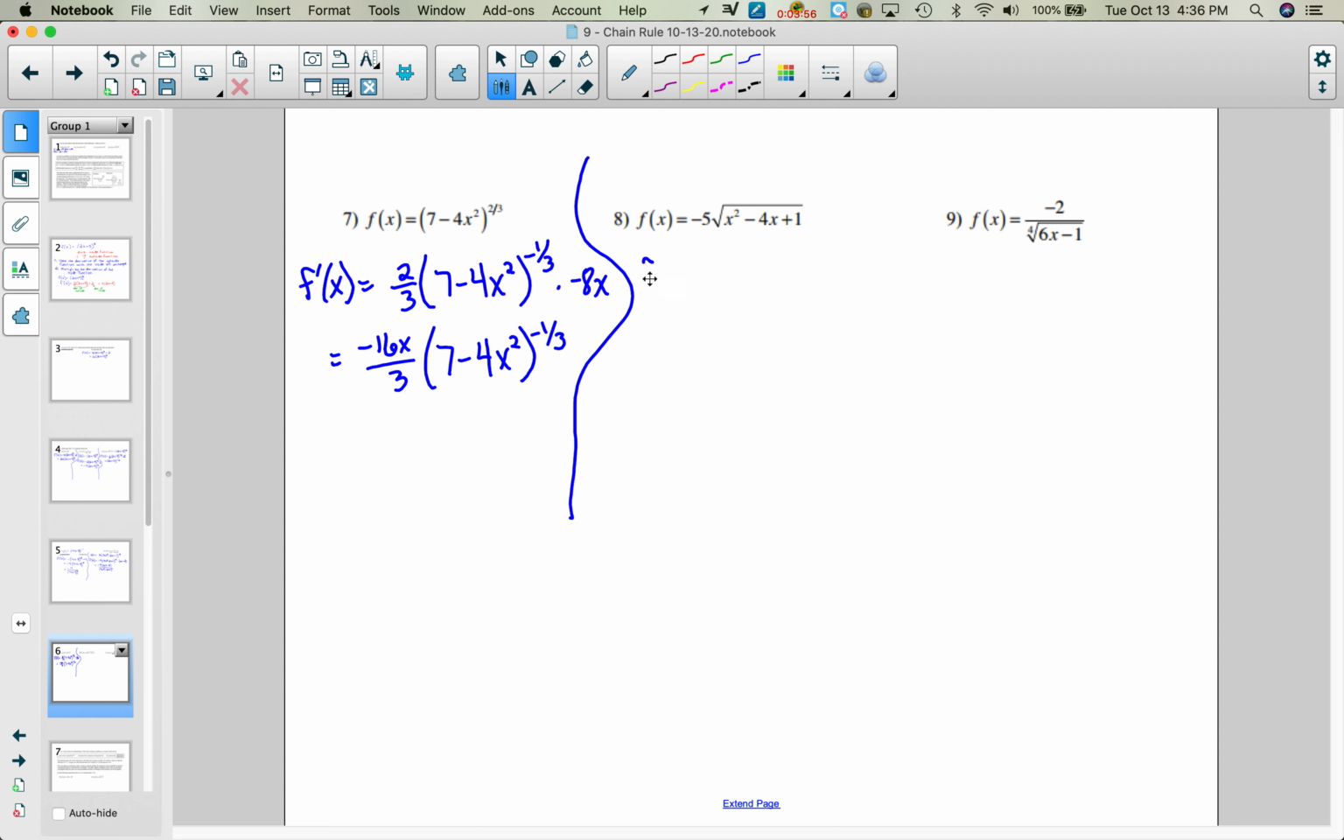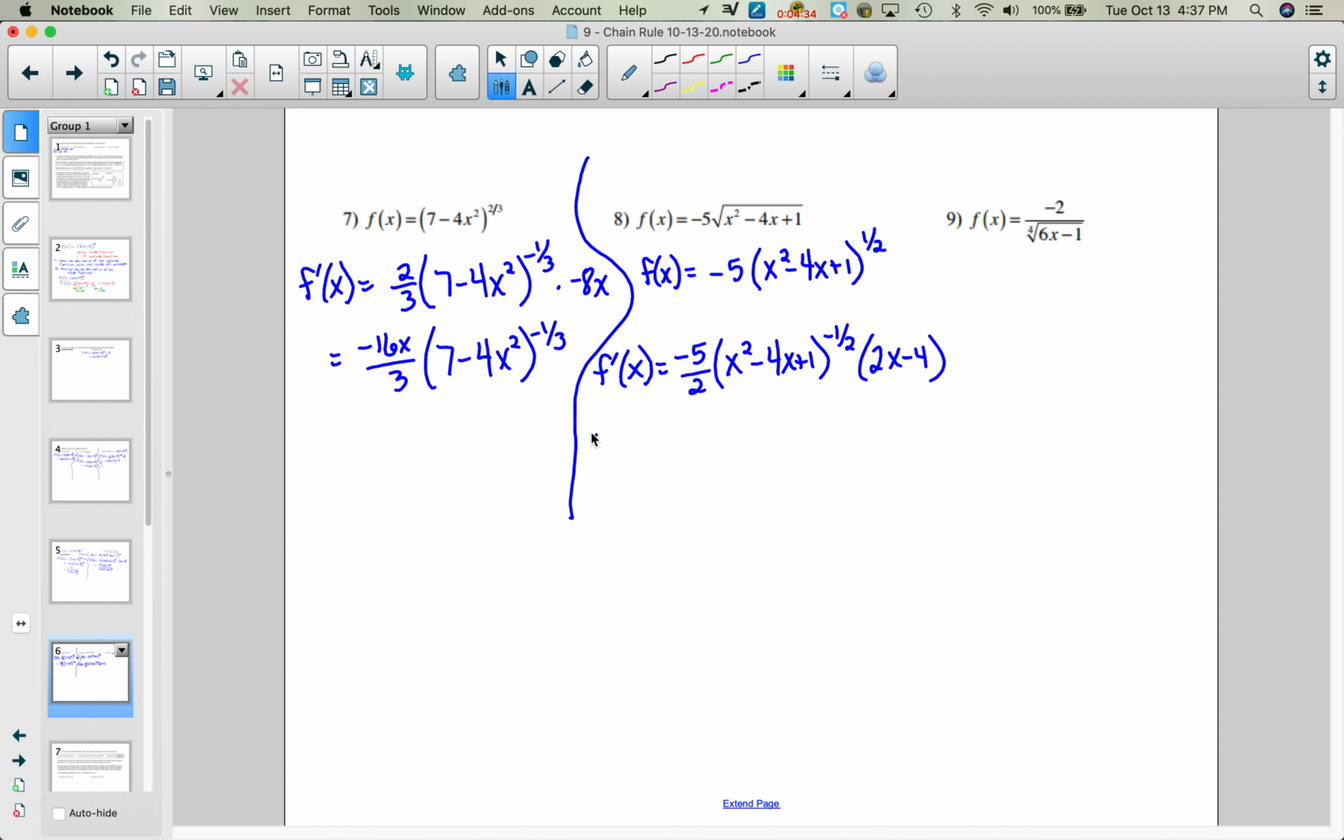Okay, so for the next one, I'm going to write f of x equals negative 5, and I'm going to change this to x squared minus 4x plus 1 to the 1/2 power. So now I have it set up. So the derivative is going to be 1/2 times negative 5, so negative 5/2 times x squared minus 4x plus 1 to the negative 1/2. That's the derivative of the outside function with the inside left unchanged, times the derivative of the inside function, which is 2x minus 4.